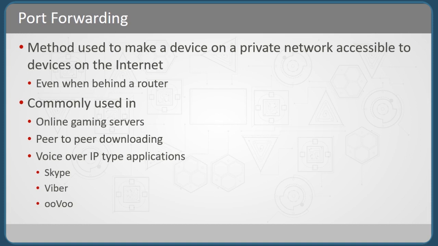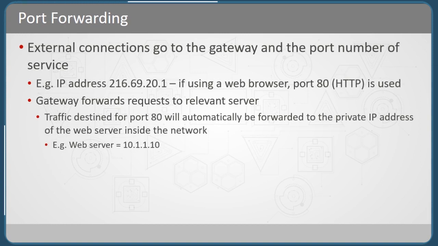In port forwarding, you essentially just set up rules that are more so based on the application and/or their default protocols. So to give you a better idea of what that looks like, if I have an external connection that will go to a gateway and specify the port number of the appropriate service, then the port forwarding rule handles this automatically. So the example is, if I have a public IP address that I'm trying to reach, 216.69.20.1, and I'm using a web browser, then that request automatically specifies port 80. That is the default port for HTTP.